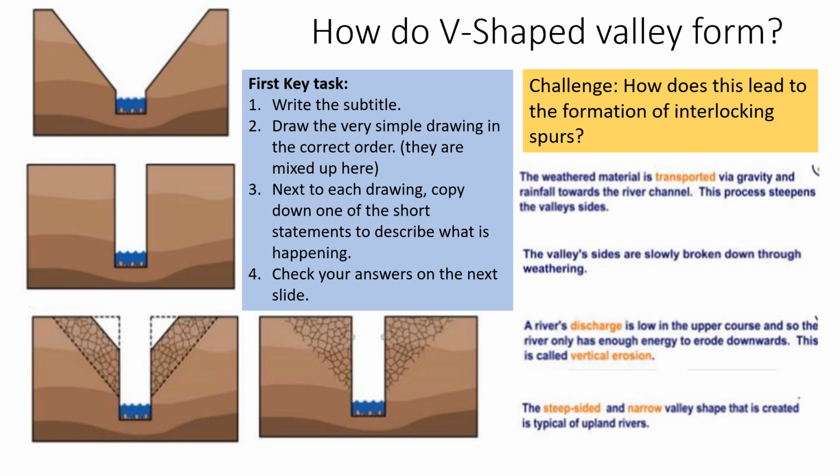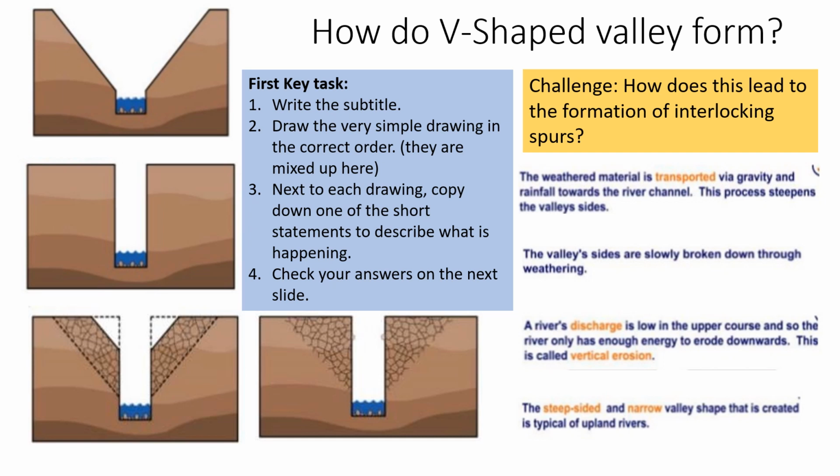Remember that firstly a river digs downwards via vertical erosion. This leaves the sides open to weathering. The weathering weakens the rock, and so therefore it's transported, it slips into the river, and then you're left with your V-shaped valley.